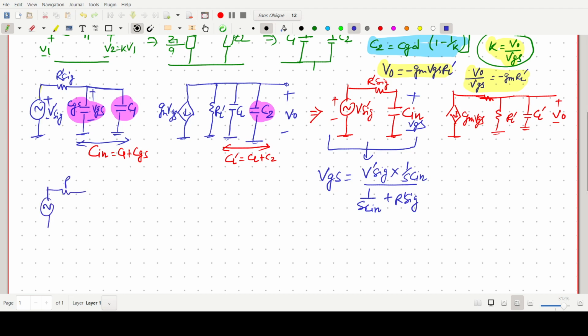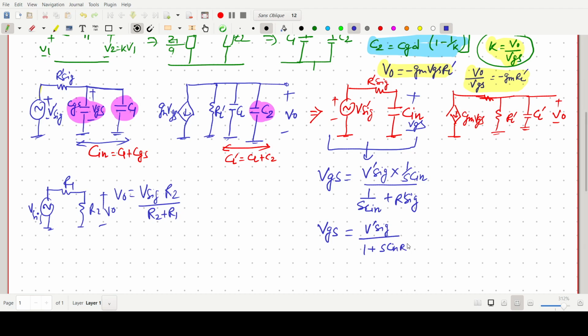Okay, I just want to show you again. Suppose there are resistances R1 and R2, and this signal is V signal, and we have to find V naught. So V naught is the voltage divider: V signal into R2 by R2 plus R1, the same thing, but here the impedance is 1 by SC_in plus R'signal. So one can write VGS equals V'signal by 1 plus SC_in R'signal, where SC_in cancels.